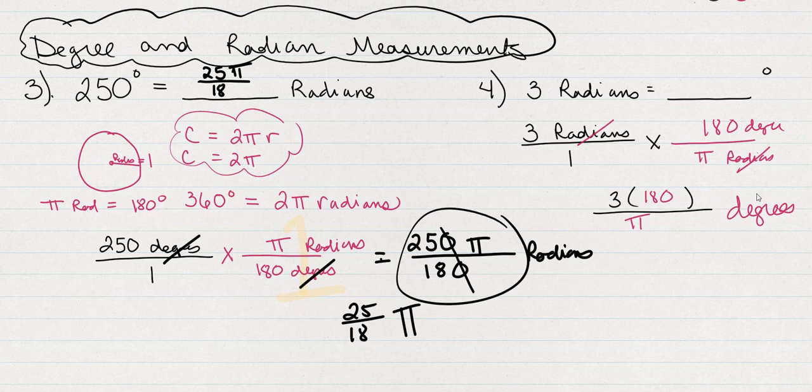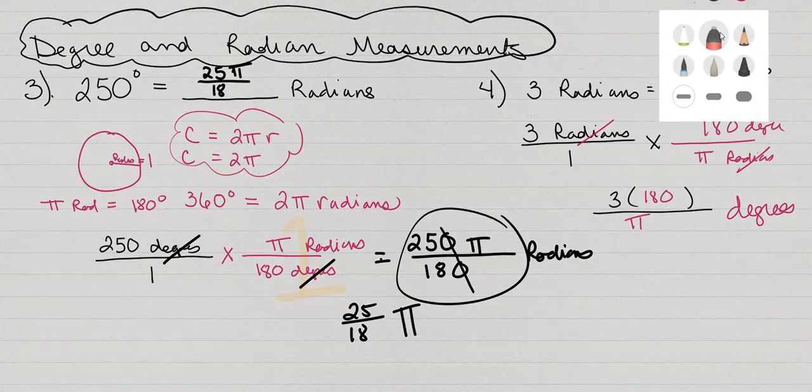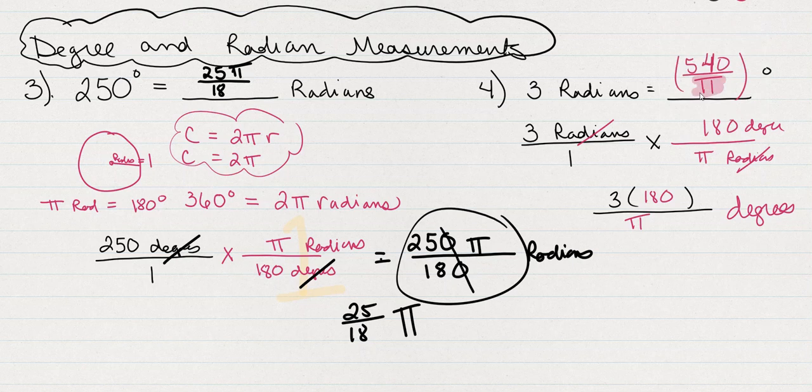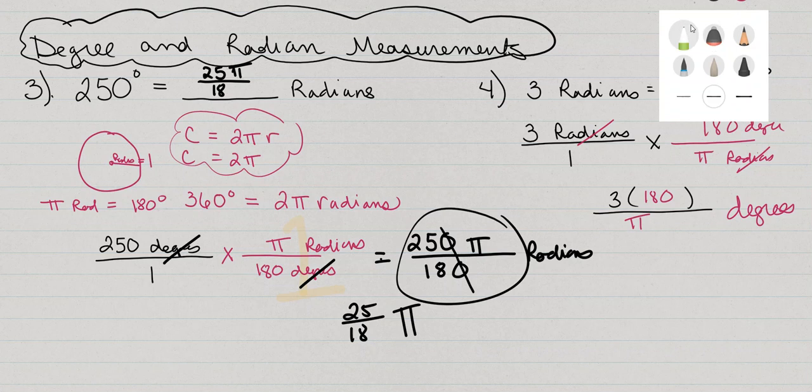And that's how many degrees it is. Now, if I multiply that 3 times 180, I'd get 540. So I'd have 540 over pi degrees. Don't be thrown off thinking that, oh, if it's got a pi in it, it has to be radians. I can't have a degree measurement with a pi. Well, pi is just a number.